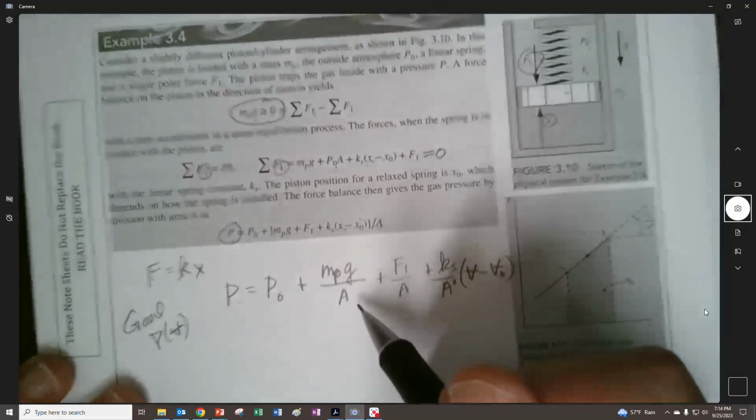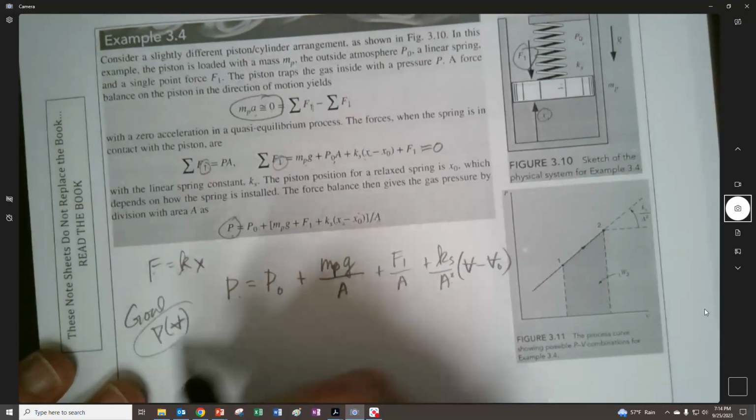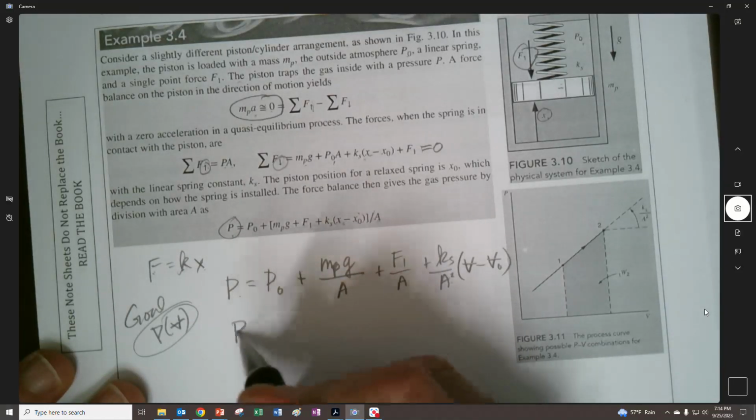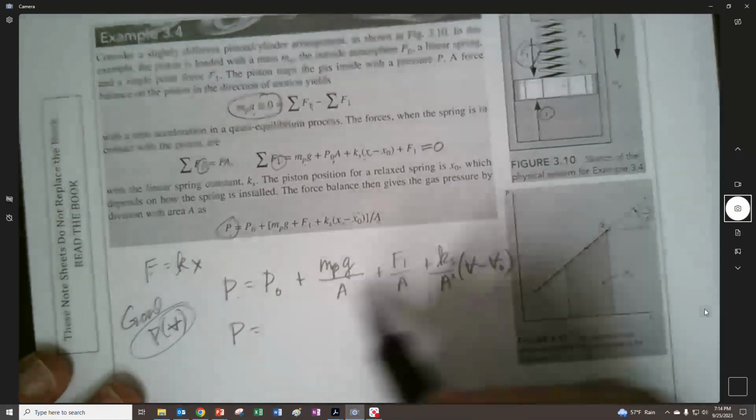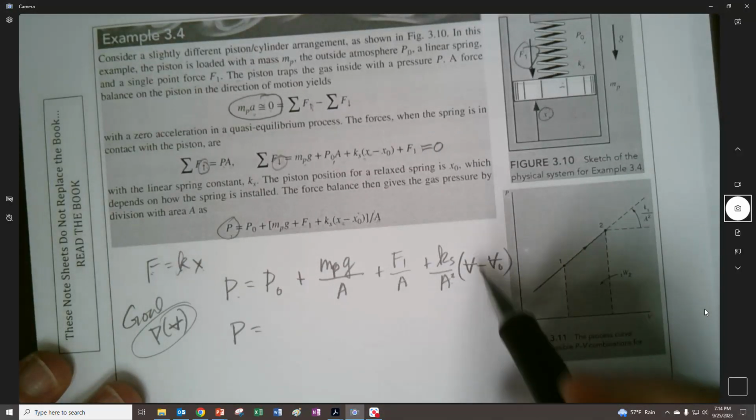Now, as far as this goes, if this is our goal right here, we could also just lump in a bunch of things that are happening right here.